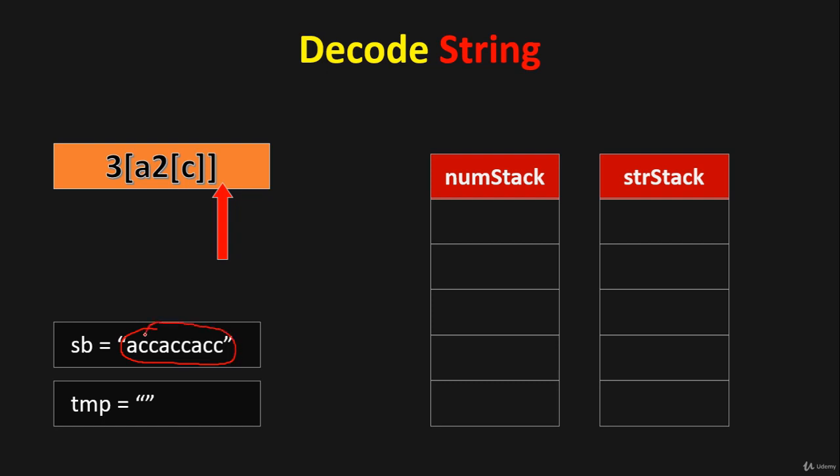This is how we can solve this problem. This solution will take O(n) time complexity, since we're traversing the given string from left to right once. And it will take O(n) space complexity, because you have to construct two stacks, num stack and str stack, also a string builder and a temp variable.